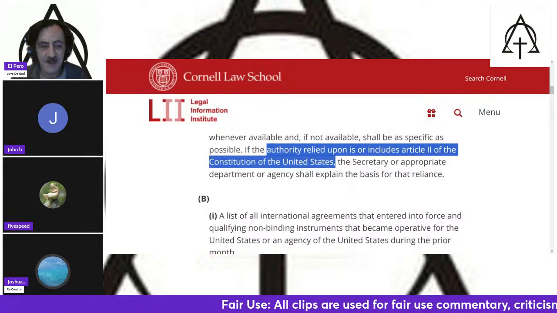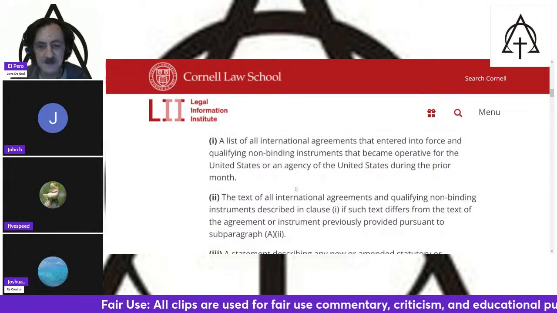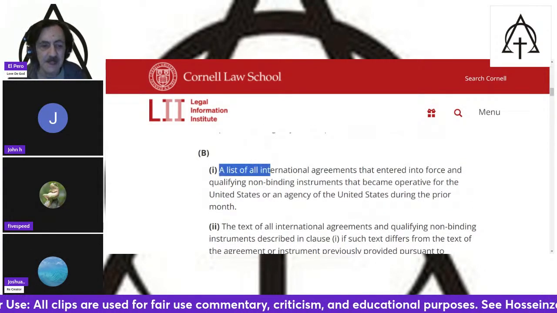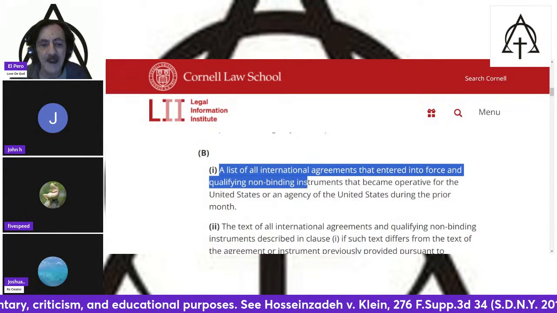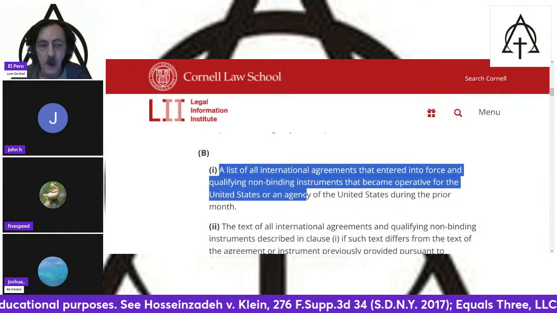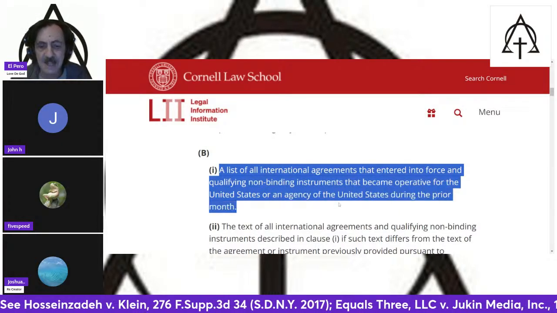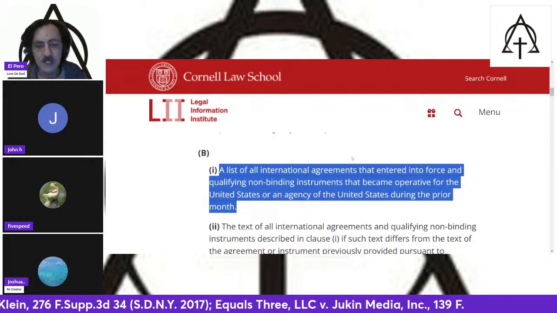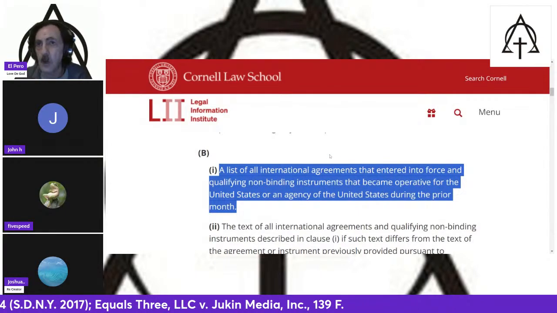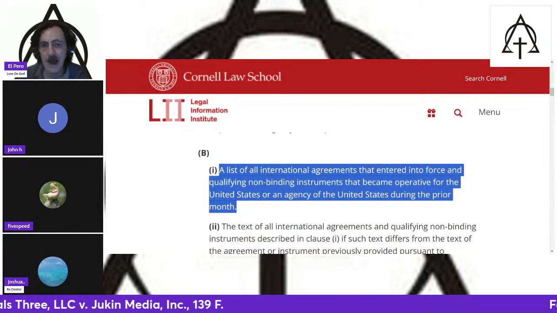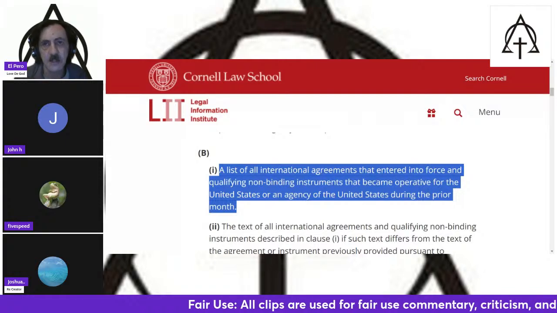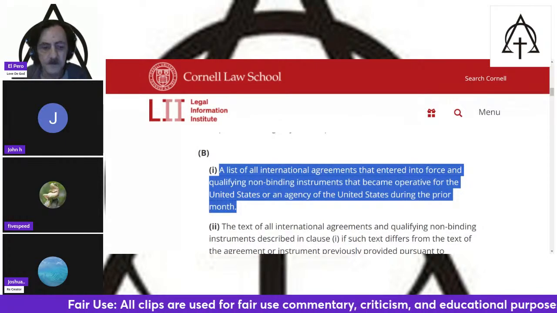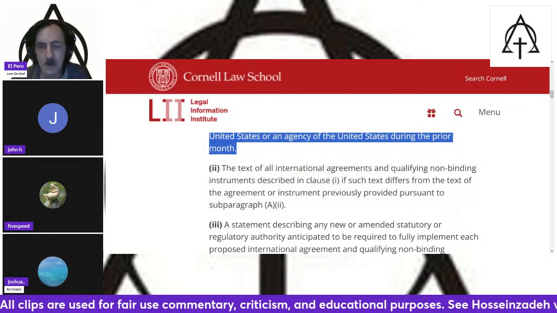Carry on. Will do. It says, B, a list of all international agreements that entered into force and qualifying non-binding instruments that become operative for the United States or an agency of the United States during the prior month. This is that amnesty, that armistice in Article 139 of the Lieber Code. They don't have any obligation until you give them notice. So this is a process of giving everybody notice up and down the channels. Notice to principal is notice to agent. Notice to agent is notice to principal. It's an international agreement, not a local contract.